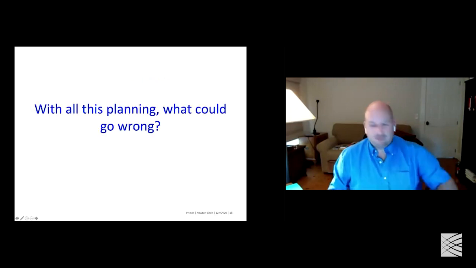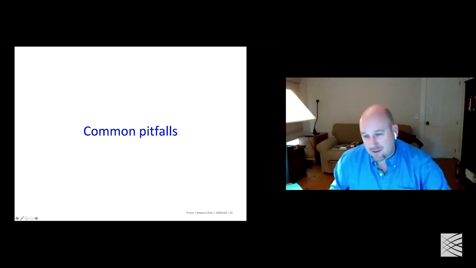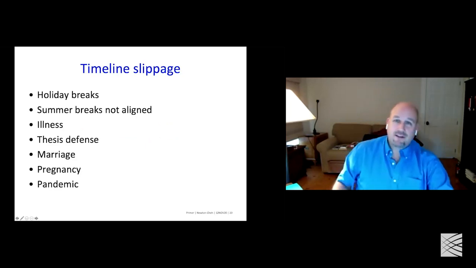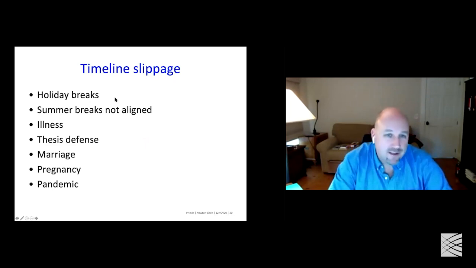So with all this great planning, what could possibly go wrong? Well, I'm going to talk a little bit about some of the common pitfalls that arise. Number one is timeline slippage. Really important to acknowledge holiday breaks. The amount of work that gets done between December 15th and January 15th is really limited.